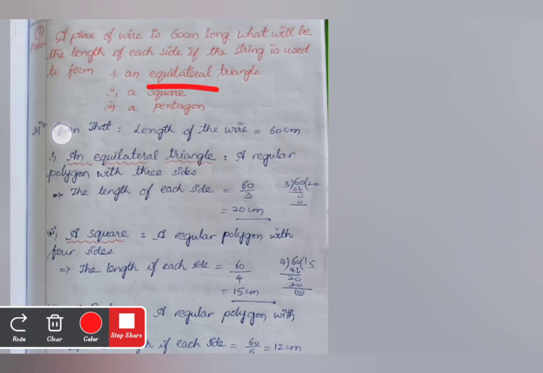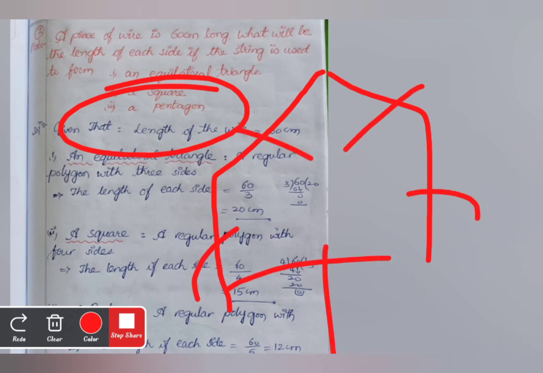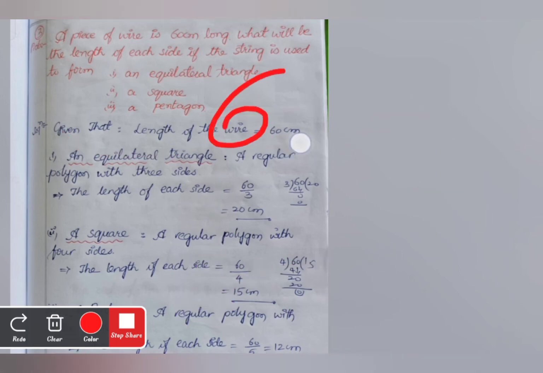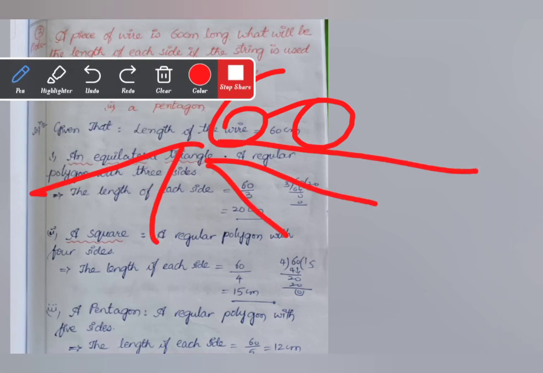Very good. Pentagon. A pentagon is a 5-sided closed figure in which all 5 sides are equal. So here 60 should be divided into 5 parts. Each part will be how much, girls?